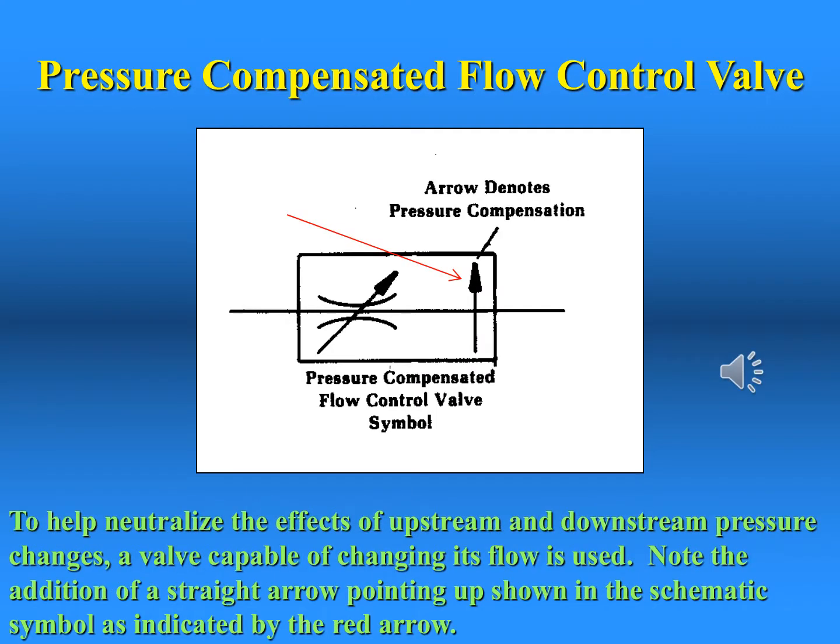Note the vertical arrow in the symbol. This symbol is that of a pressure compensated flow control valve used in hydraulic systems to keep flow constant regardless of load. It does, however, have limitations. The maximum load must be no more than 100 psi below the relief valve setting. This device will be demonstrated in our lab.